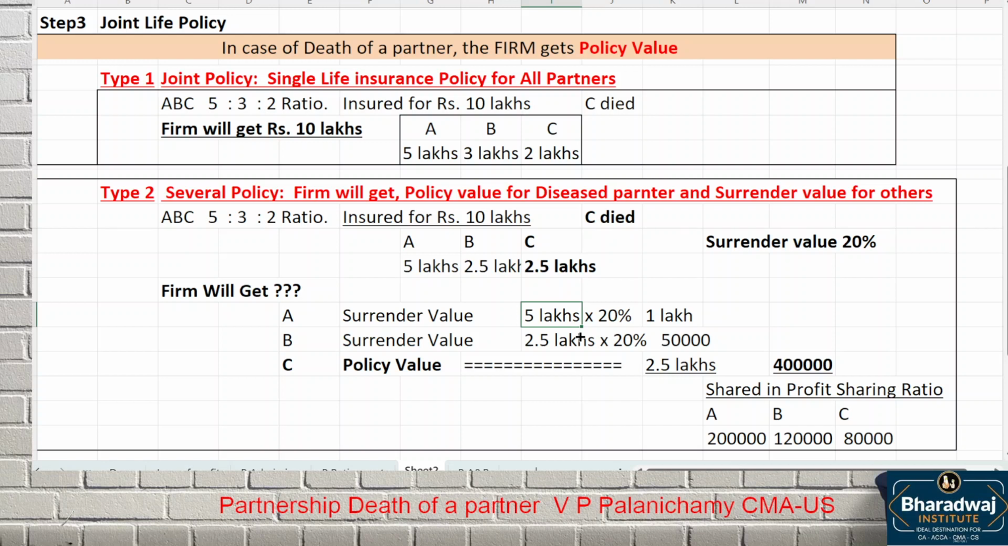So, in case of death of a partner also, what is step one? Old ratio, new ratio, and which ratio? Gaining ratio. What is step two? Goodwill, same as retirement. Step three, joint life policy, you would adjust for which value? Policy value.